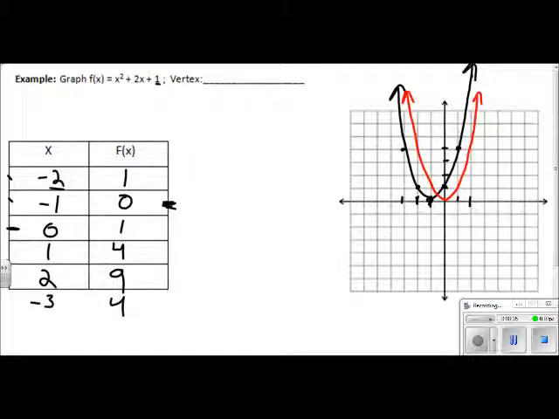Now again, looking at where our vertex is, looks like that spot is going to be at negative 1, 0. And our y-intercept, where it crosses here, we can see that that is at 0, 1, which fits with our trick from before. We just say plug in the c value into this spot, and that fits. So that's how we would be graphing that parabola.